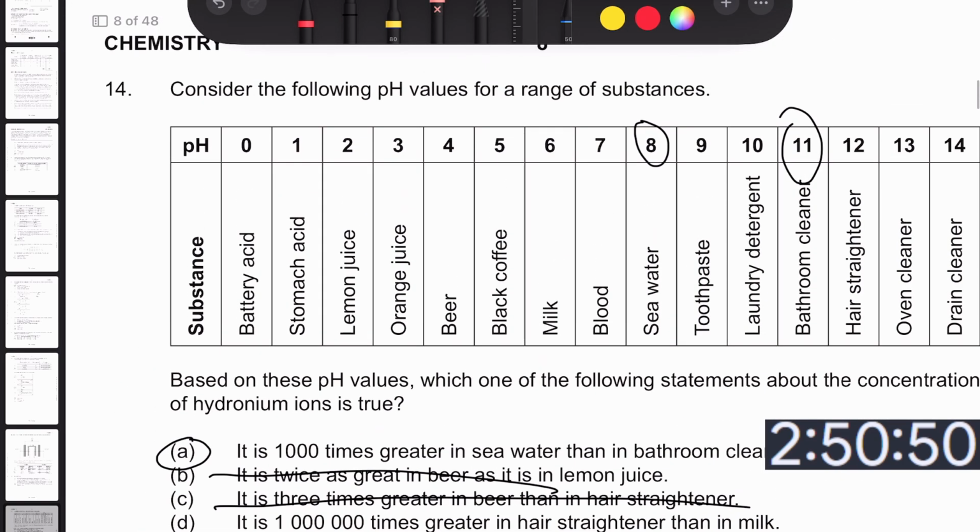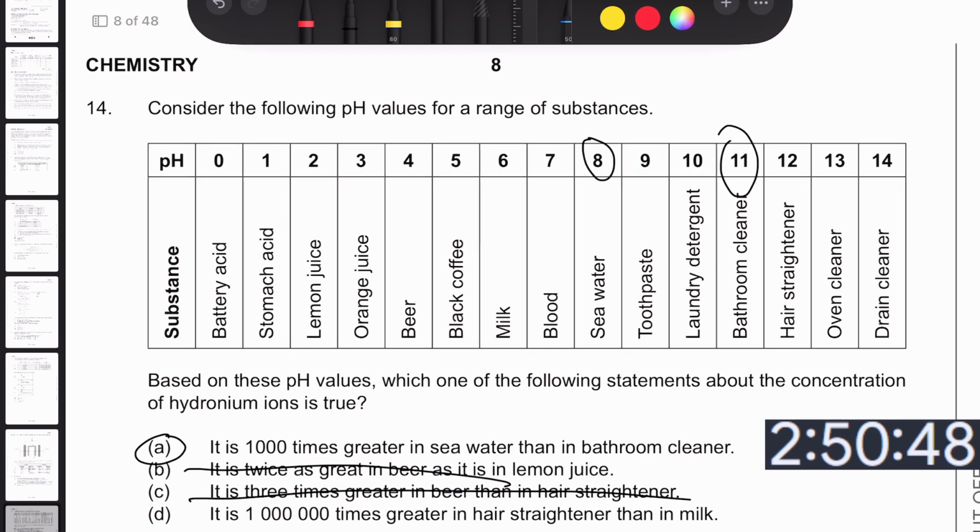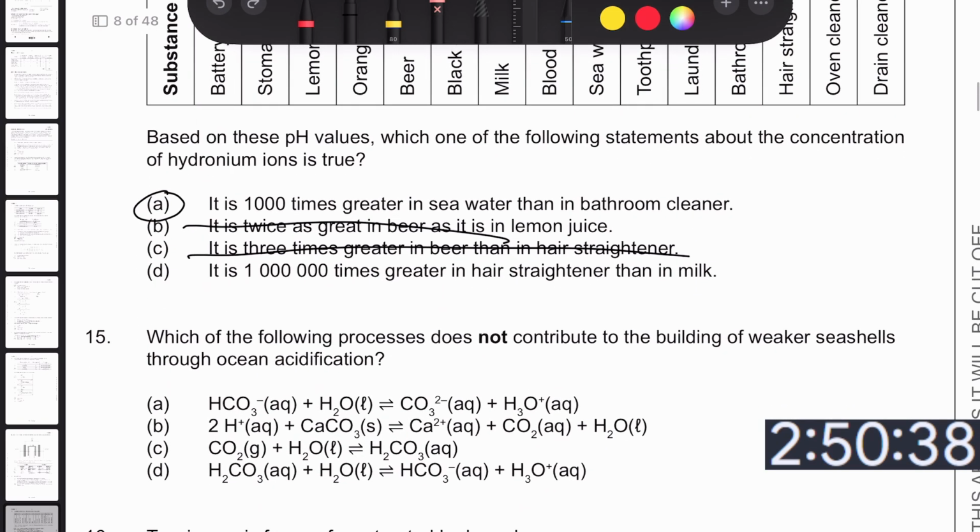Hair straightener and milk. So hair straightener and milk. No, it's 1,000 times. That's 1,000,000 times less. Okay.